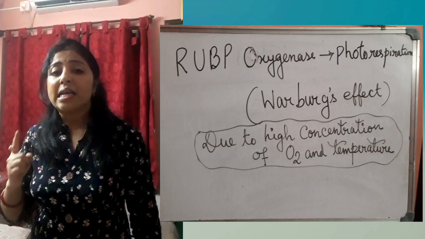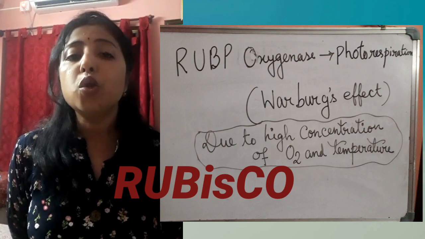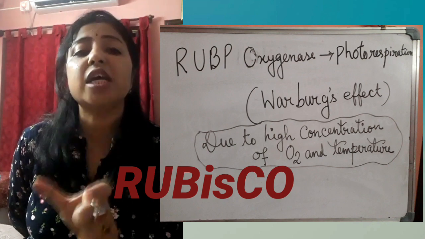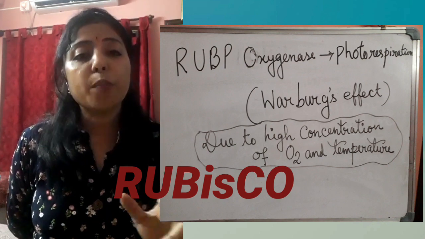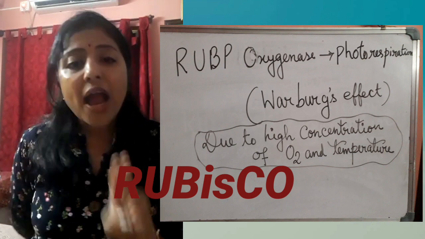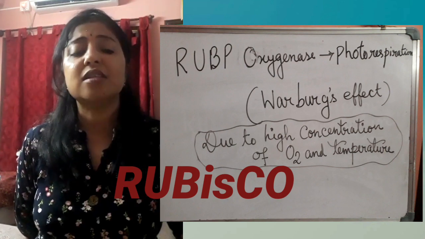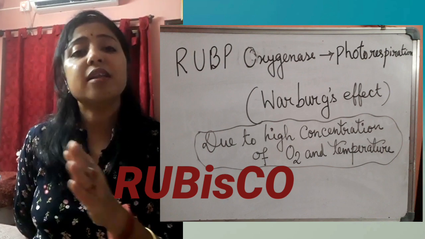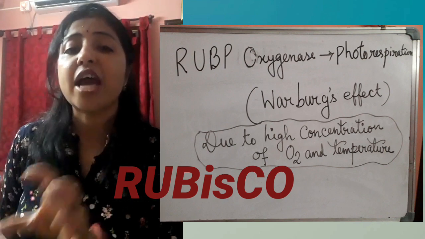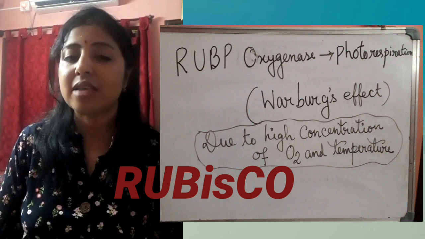But here one enzyme is needed as biocatalyst, that is known as Rubisco. Here you just see that the last word, CO, is very important. This Rubisco enzyme performs dual functions. While it acts as biocatalyst in the fixation of carbon dioxide in the Calvin cycle, at that time it is known as RuBP carboxylase, catalyzing the reaction of fixation of carbon dioxide in the C3 cycle.